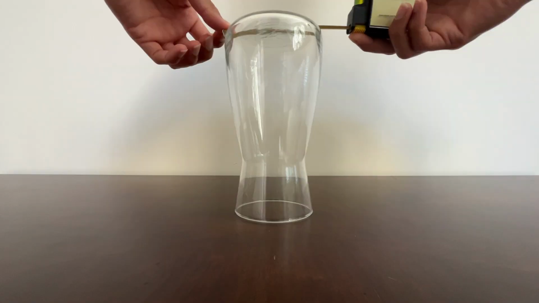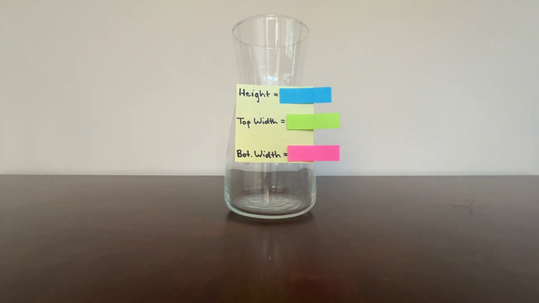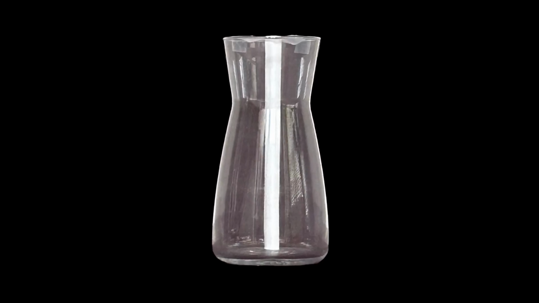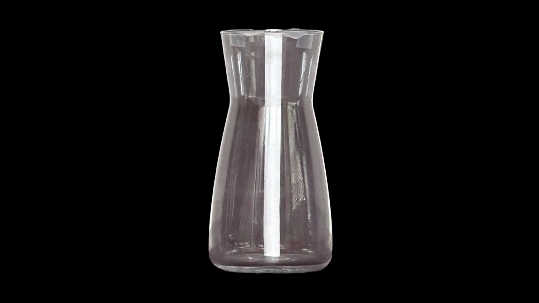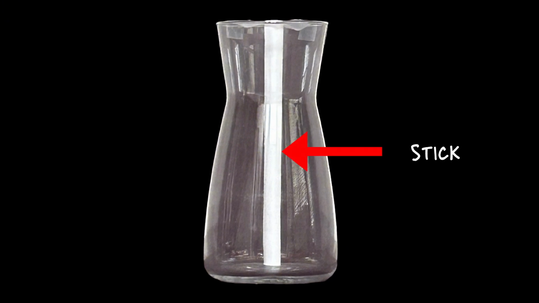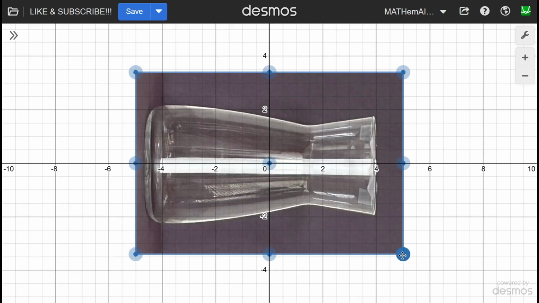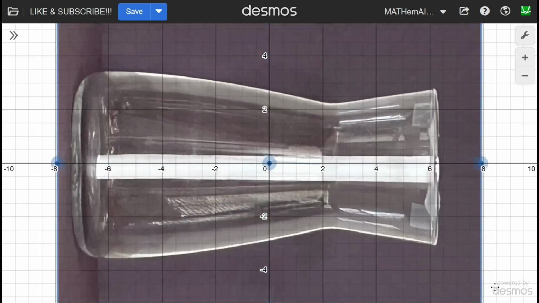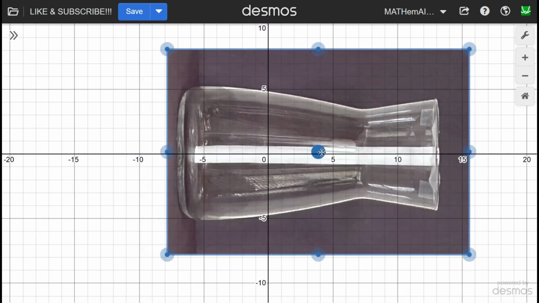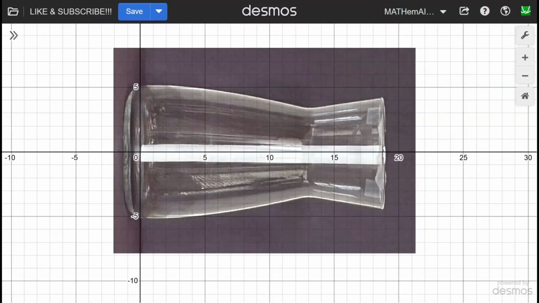After taking some measurements, I've determined that the vase's height is 19 centimeters, its top width is 8.4 centimeters, and its bottom width is 10 centimeters. Then, I took a picture of the vase, carefully making sure that my phone's angle was aligned with the vase in order to accurately capture its dimensions. Additionally, I put a stick inside the center of the vase, also making sure it wasn't angled. After opening the image in Desmos, resizing it so that 1 unit in Desmos equals 1 centimeter, and making sure the stick is on the x-axis, we are ready to get started.